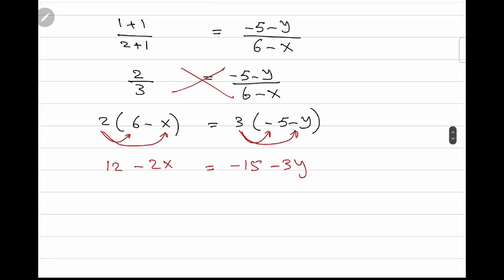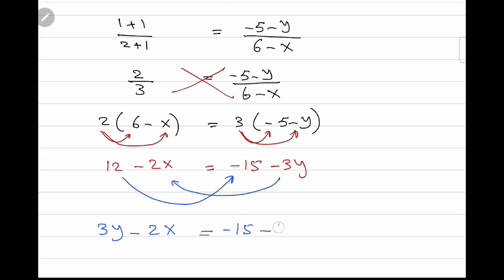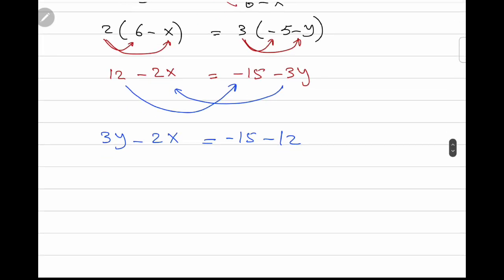So now let's collect the like terms. We can bring this to the other side and bring the 12 to this side. So this is minus 3y. If you bring it to the other side, it becomes positive 3y. Minus 2x, nothing changed here. Minus 15, and 12 is positive. Bring it to the other side, becomes negative. So that will be minus 12. And then finally, we will have 3y minus 2x equal to minus 27. And we will call this equation 2.